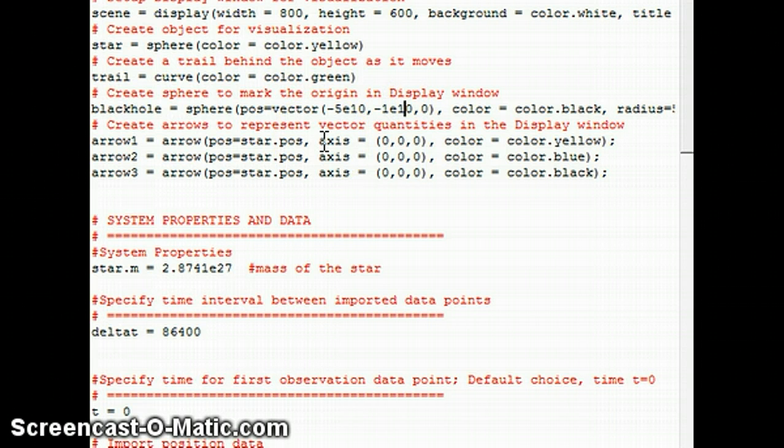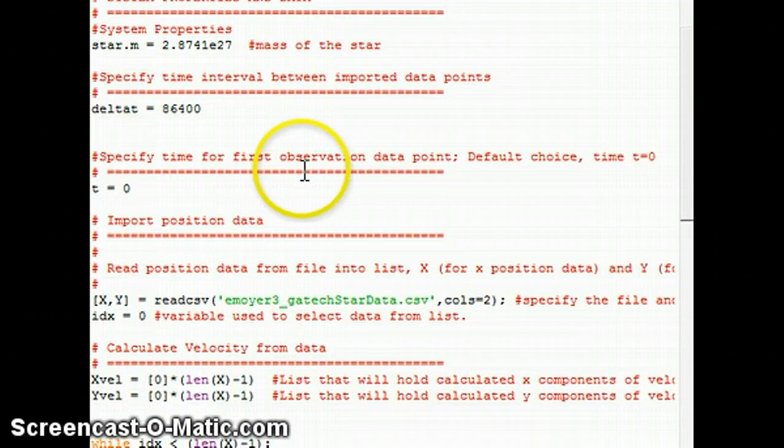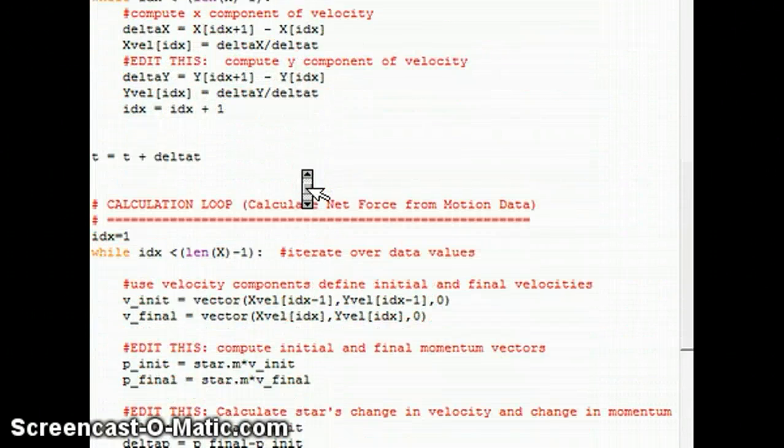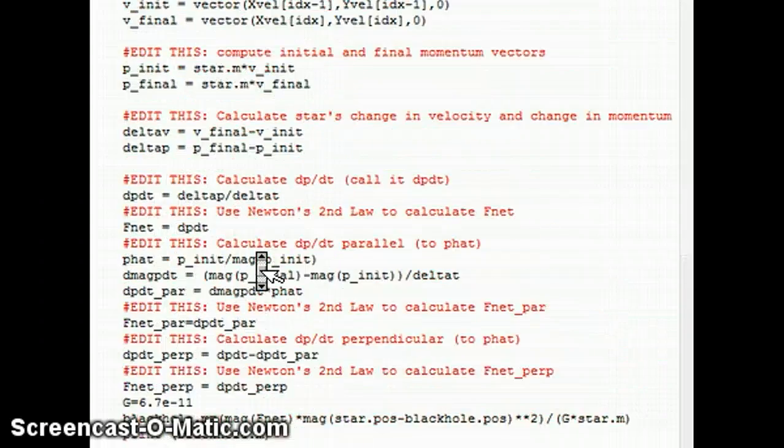The star's motion was analyzed to obtain the approximate mass of the black hole. The gravitational constant was also added, which is given as 6.7 times 10 to the negative 11. This model fits well with the data if only the gravitational force was acting on the objects in the system of only the star and the black hole.